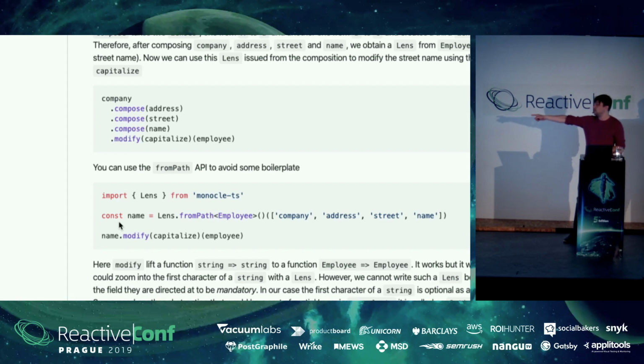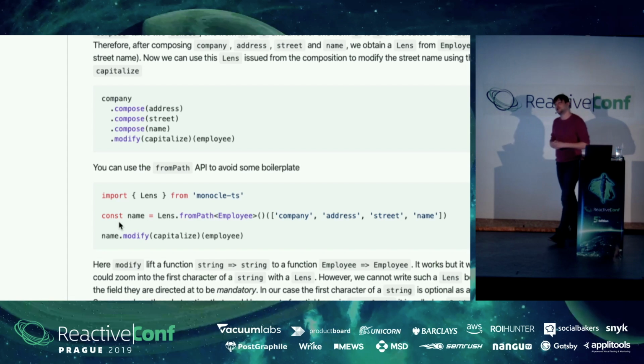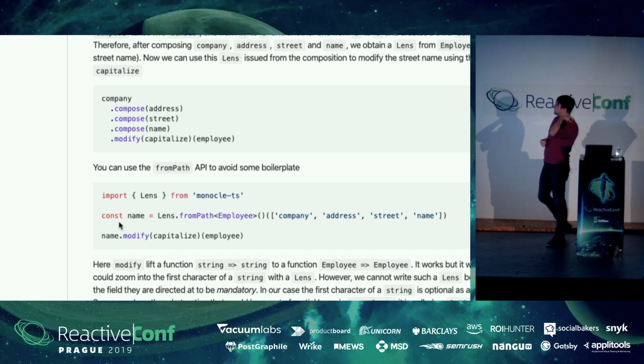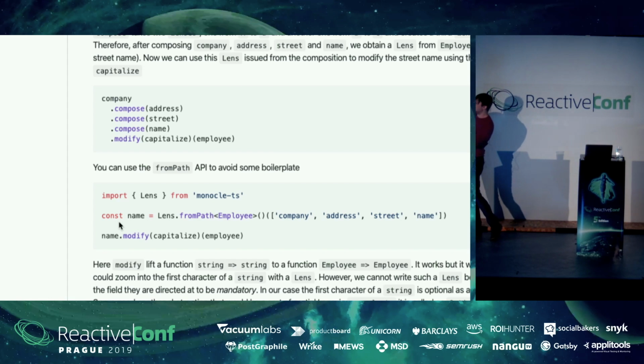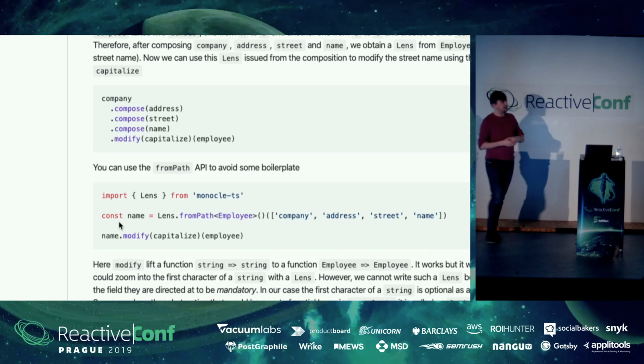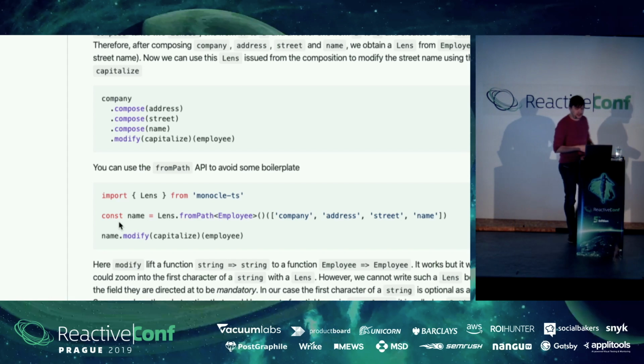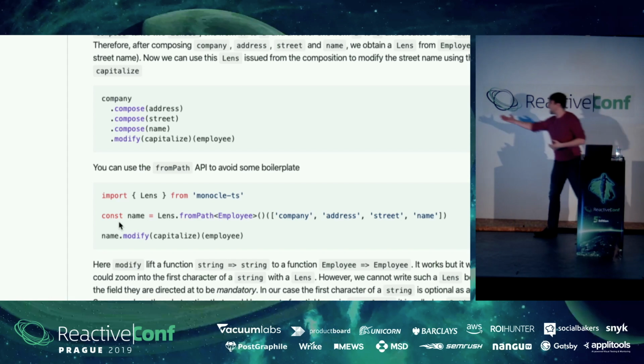And this is how my journey with functional programming started, because I said, that's interesting. So I can modify, I can have some lenses. Yes, it's easy to understand. Yes, it works. It's fully type-checked.